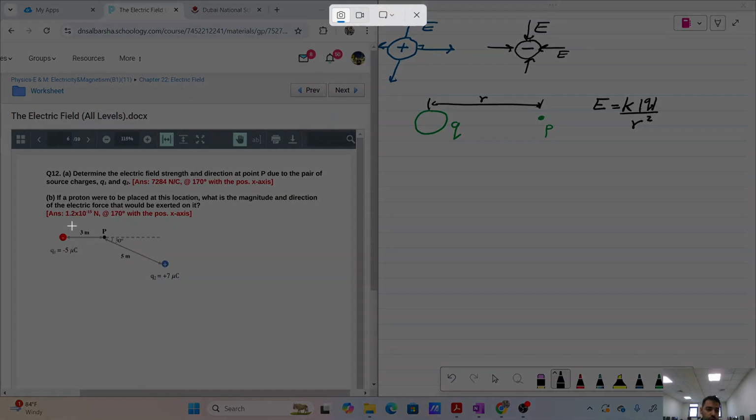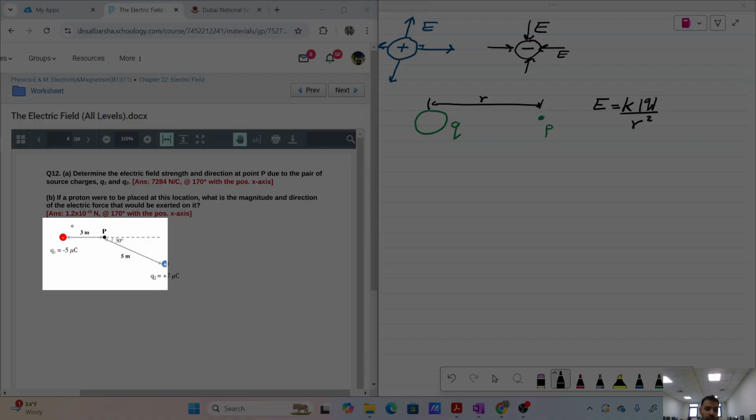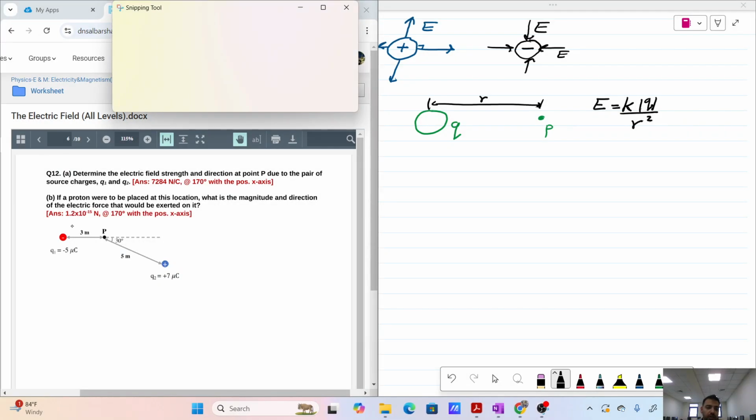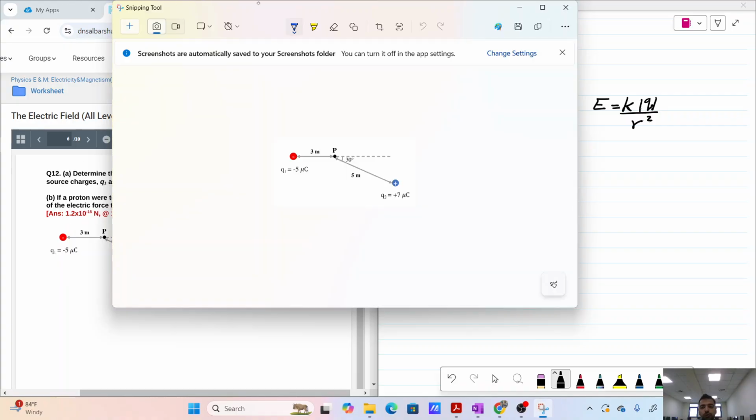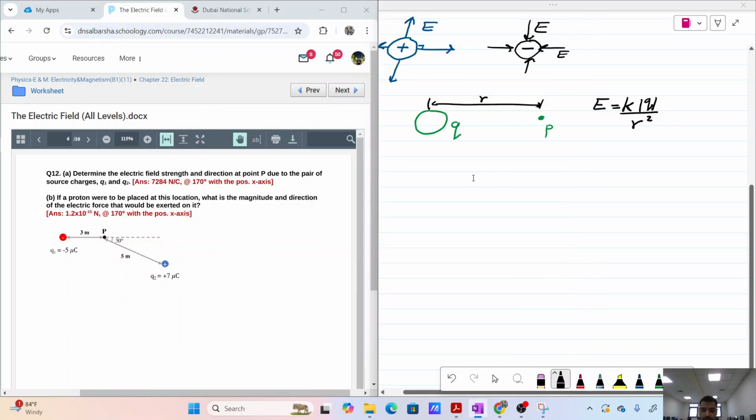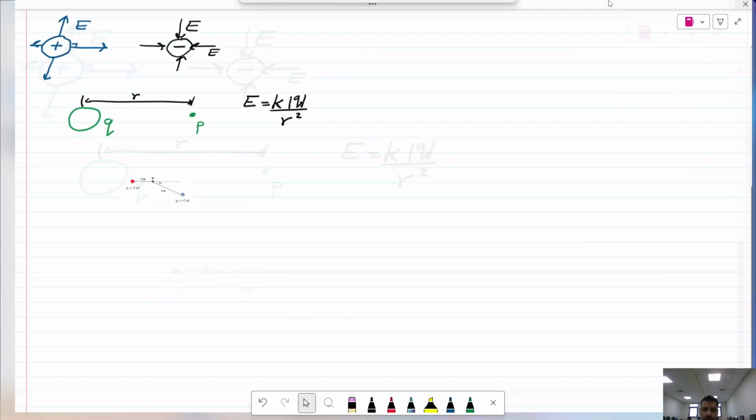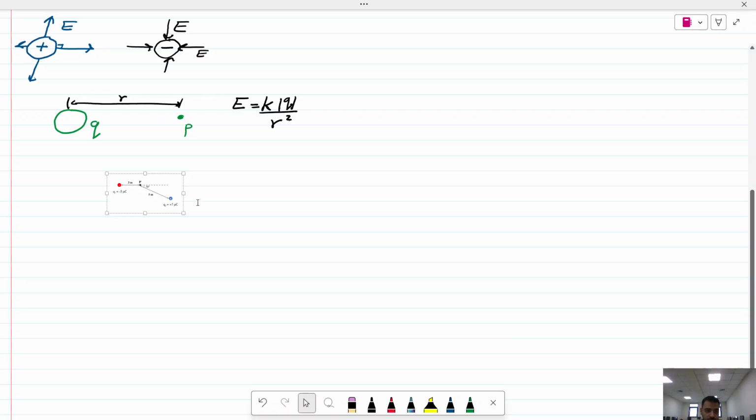Here we need to do two things. First, we are asked to find the electric field at point P, and then they want us to find the force if I put a proton at point P. So let's do that. Let's find the electric field at point P.